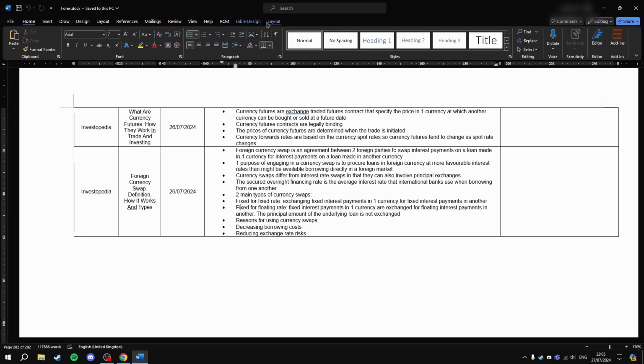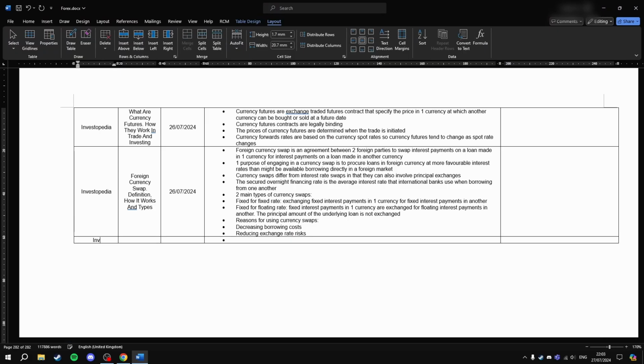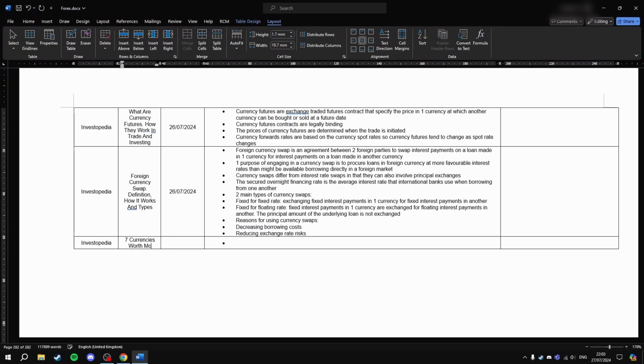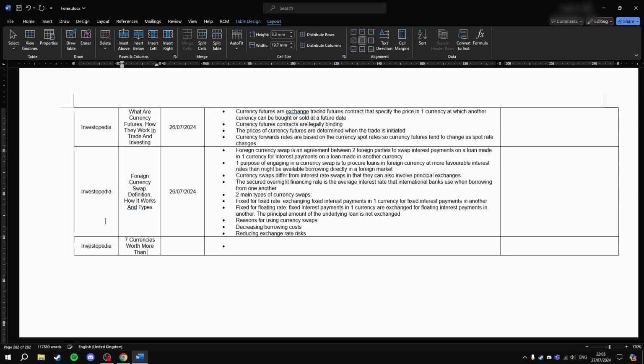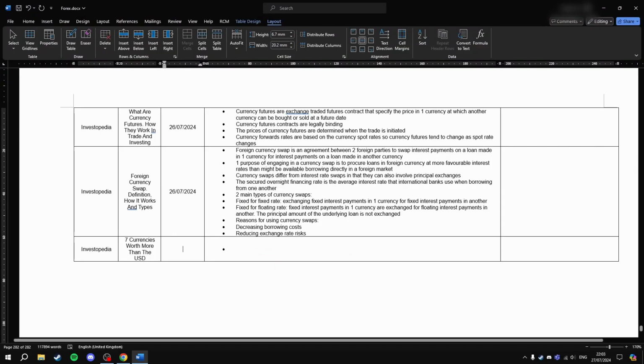So Investopedia, 7 currencies worth more than the USD. Date is the 27th.